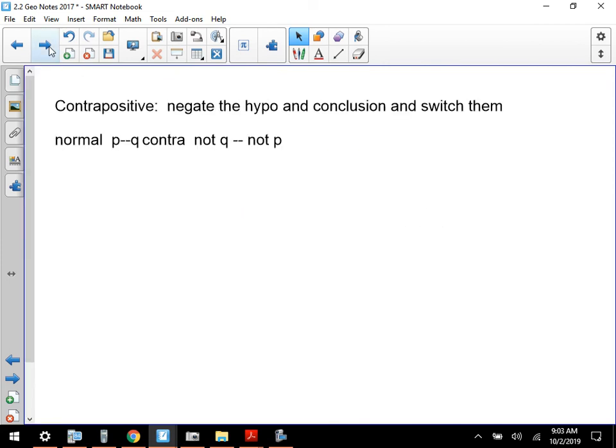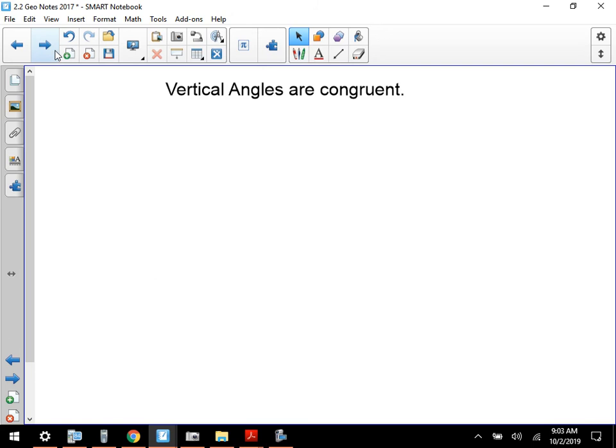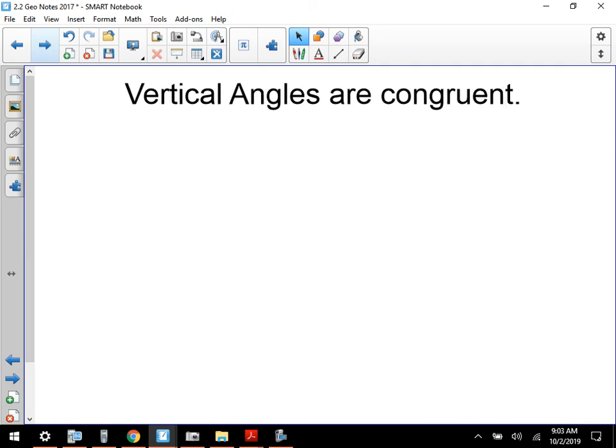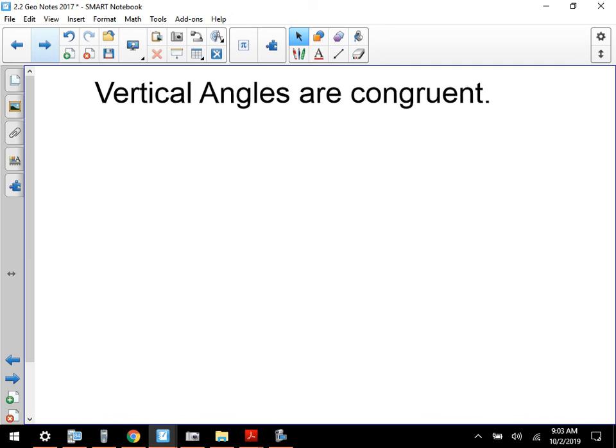Let's try this one. Let's write out this generic statement. We're going to turn it into an if-then, which would be your conditional, and then we're going to write out all other forms.